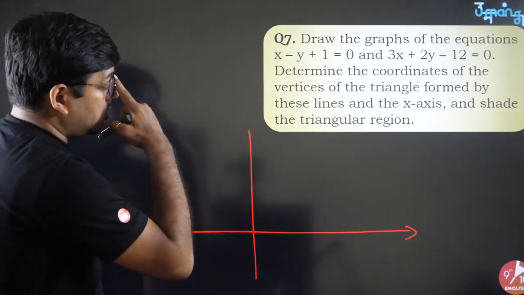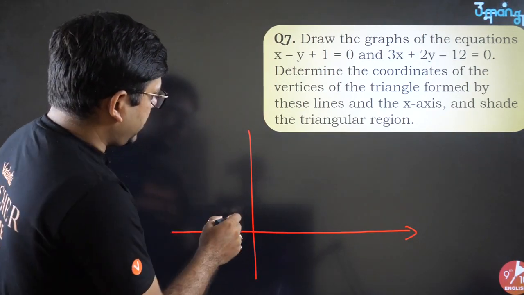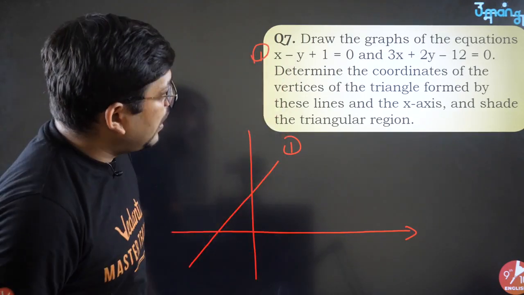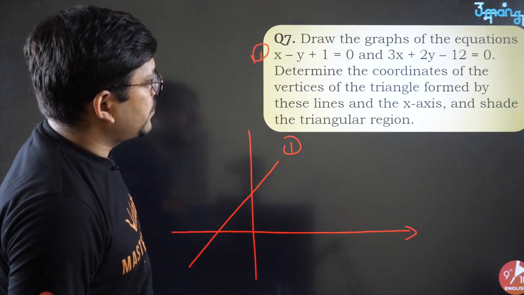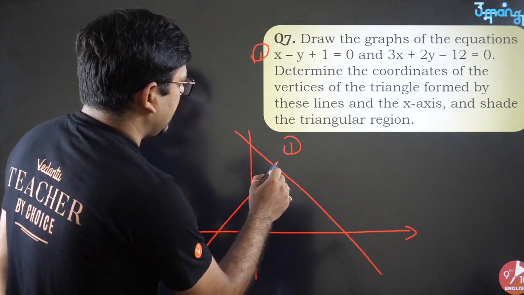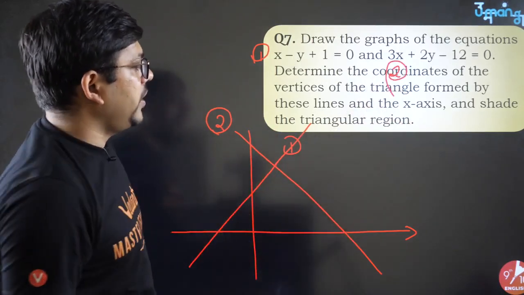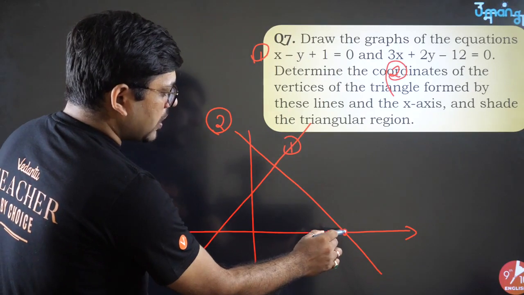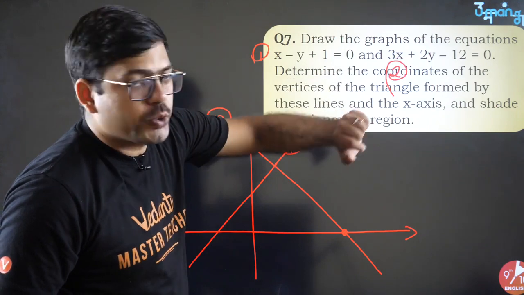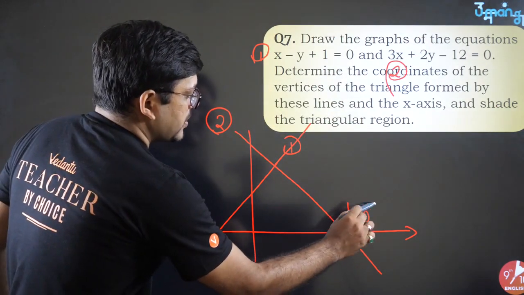If I'm not wrong, the graph should look like this. This would be the first line, and this second line is 3x plus 2y equals 12. Now, this second line is going to cut the x-axis at which point? You will get it if you put y equals 0. Then x will be 4, so you will get (4, 0).